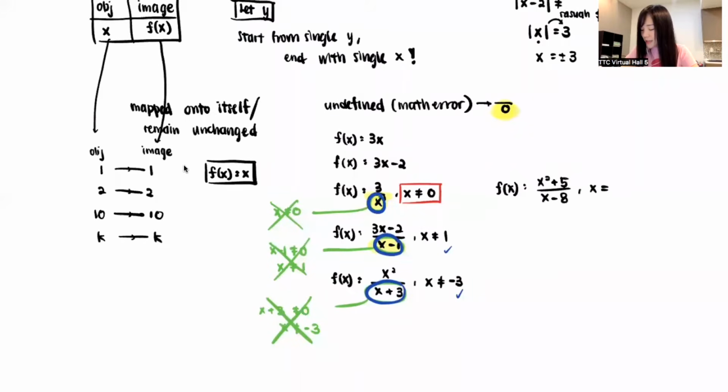Guys, this one x cannot be equivalent to... very good, Esther, 8. Why? Because I already said you just look at the bottom. When the bottom is -8, then you write +8. Negative, always write positive. Positive, write negative. Times, you write divide. Divide, you write times.